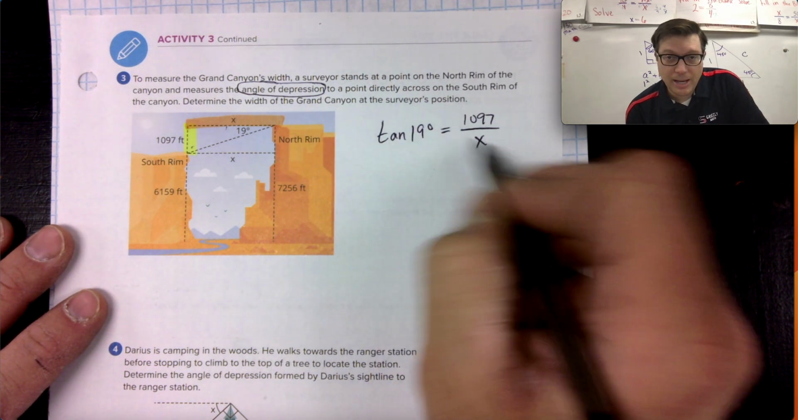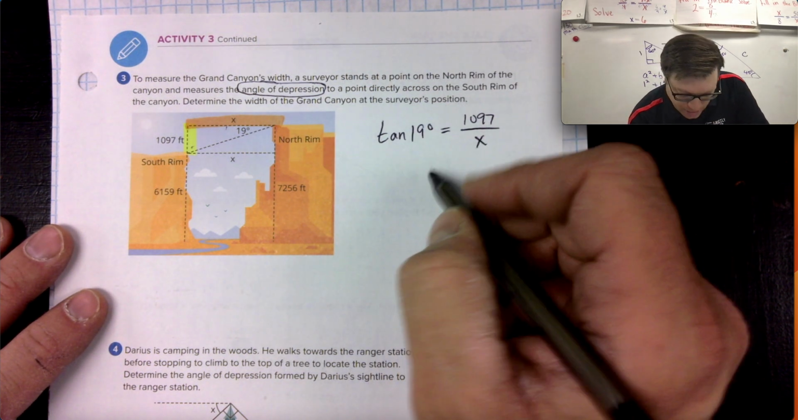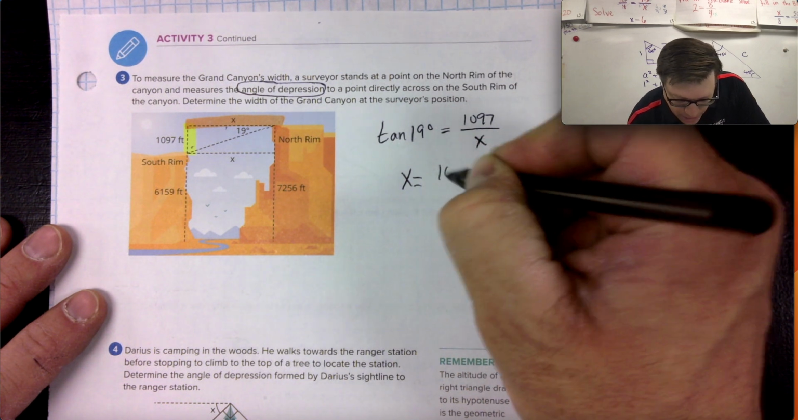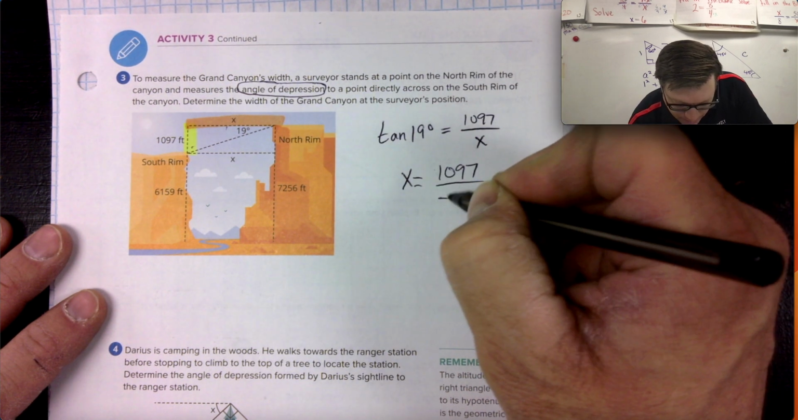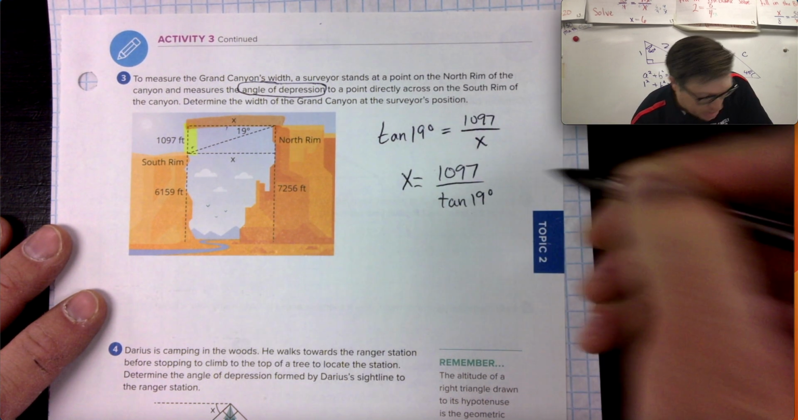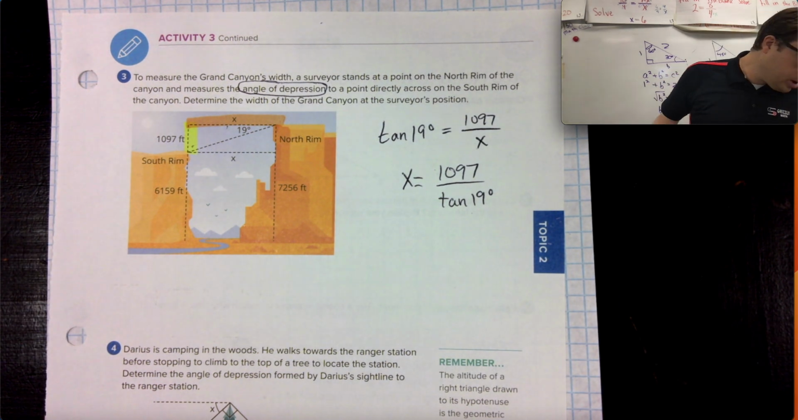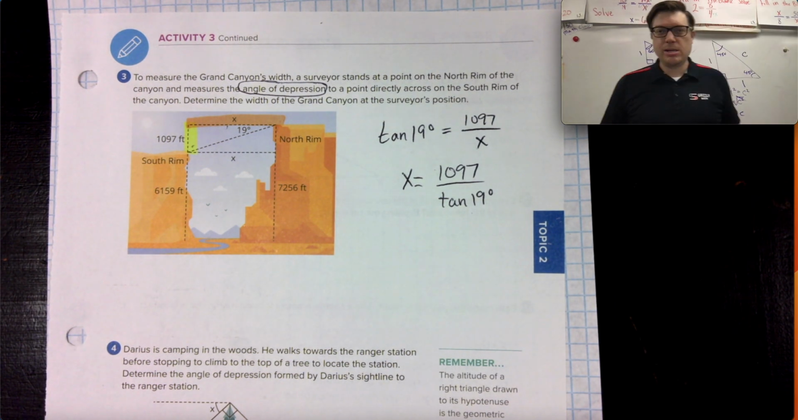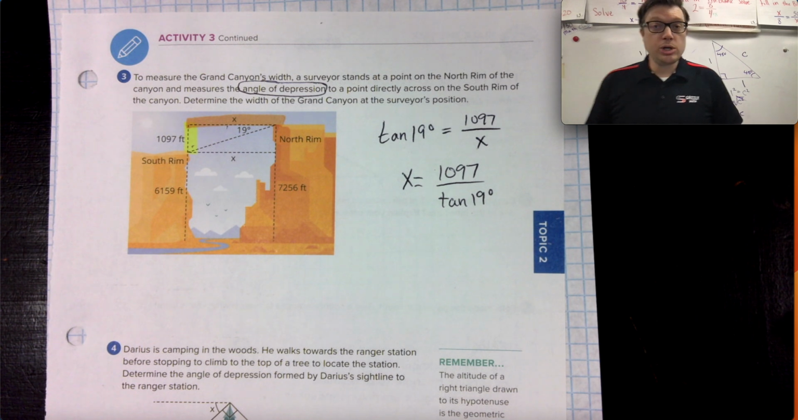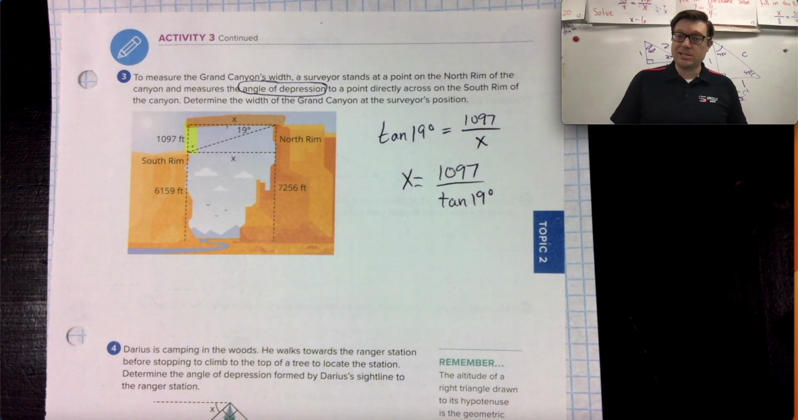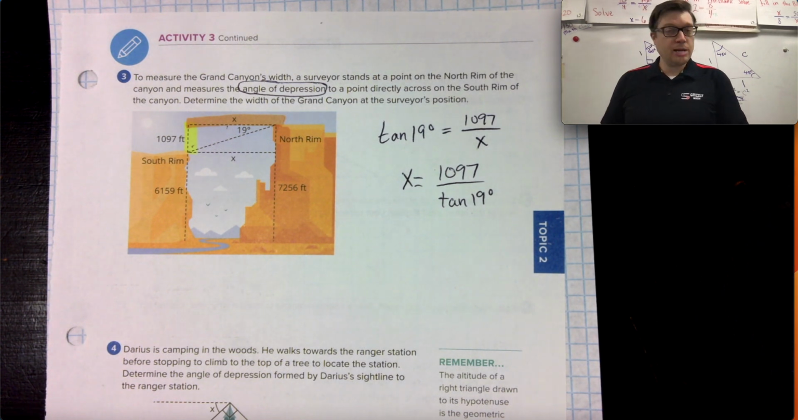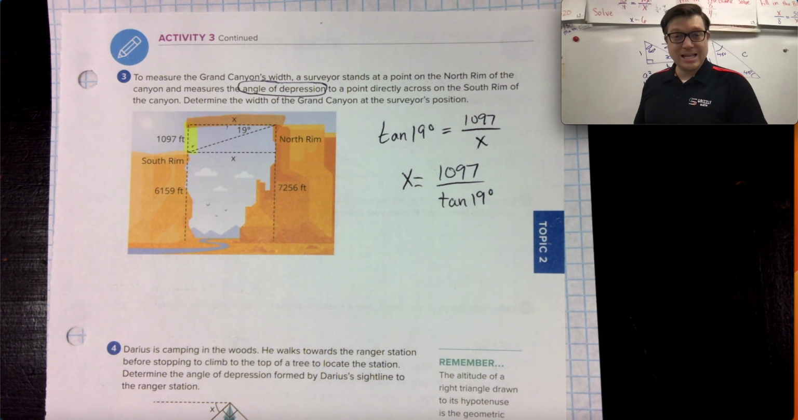So multiply both sides by X, divide both sides by tangent 19 degrees. We wind up with 1,097 divided by tangent of 19 degrees. Now, I could use another one like cotangent and maybe design this a little bit better, or I could use the complement to angle 19, but I'm trying to avoid that. I'm just trying to use what we have in the picture exactly as it is and just deal.